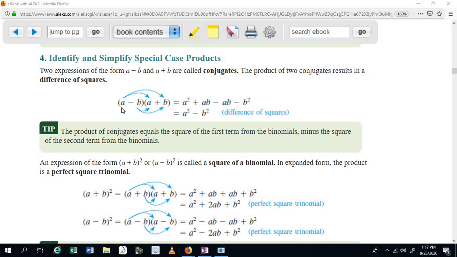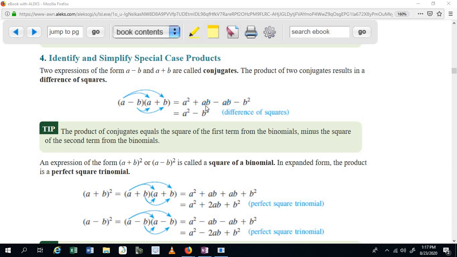The FOIL method: first, outer, inner, last. The first would be a times a, which of course is a squared. The outer would be a times b, which is ab. And then the inner is minus b times a. The order in which you write the a and the b doesn't matter, so you can write that as minus ab. And then the last would be negative b times positive b, which is negative b squared.